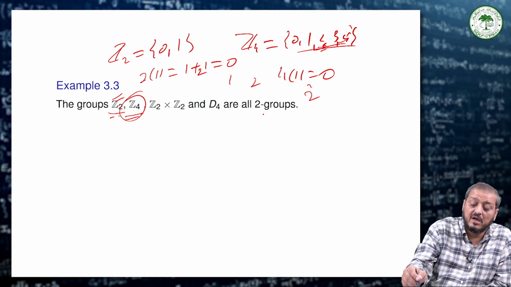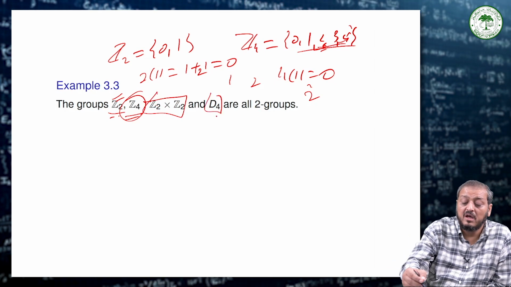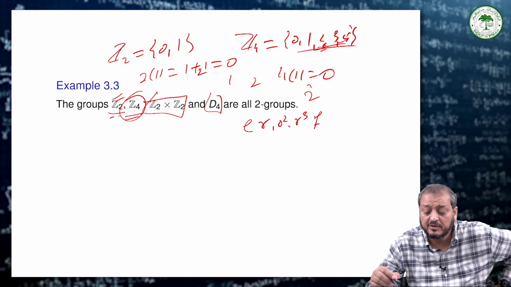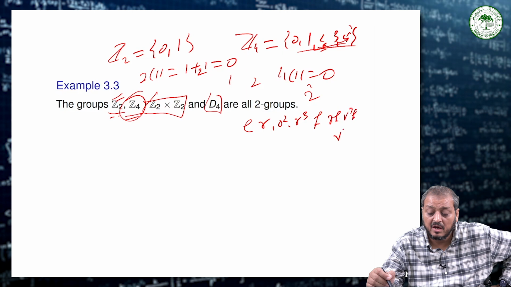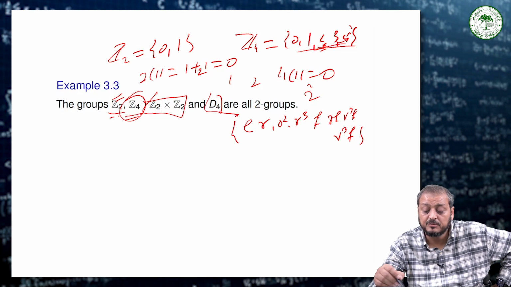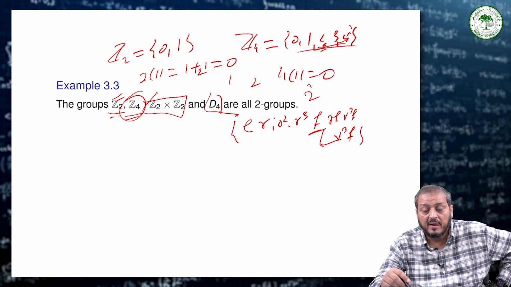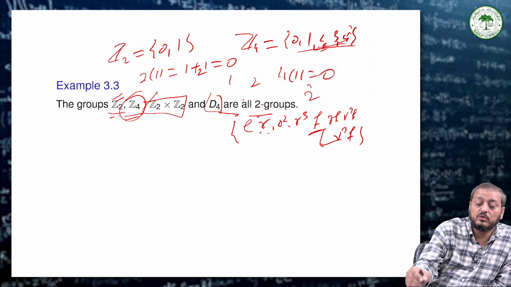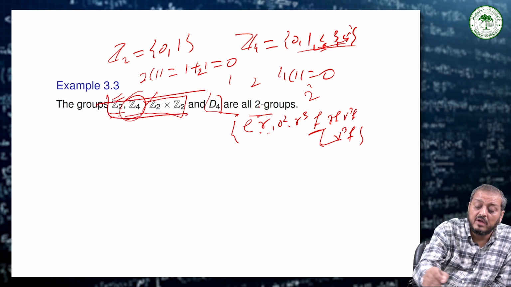Similarly, Z2 cross Z2 and Z4 cross Z4 are also 2 groups. Consider the dihedral group of order 8, with elements E, R, R squared, R cubed, which are rotations, and then the reflections F, RF, R squared F, and R to the power 3 F. These elements have order 2 and order 4, so all the elements have orders that are powers of 2. That means p is the prime 2, and then we can say that it is a 2 group. So these are clearly examples of 2 groups.